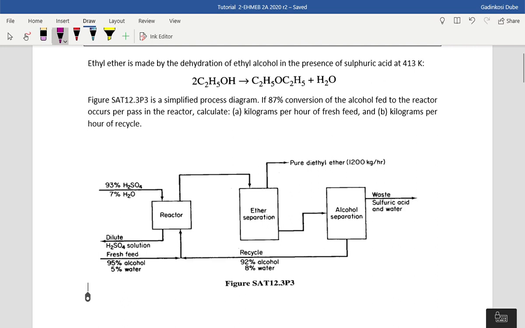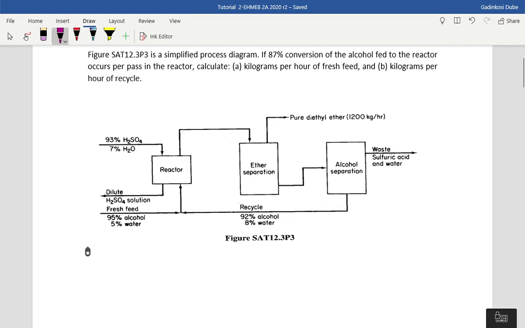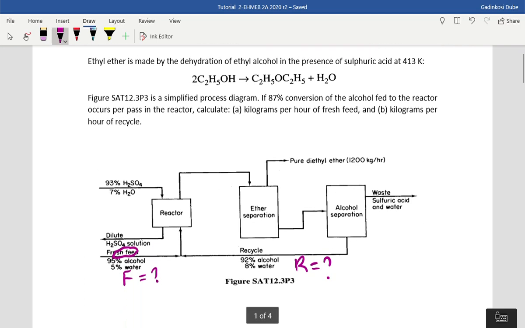Okay, and then you are required to calculate the kilograms per hour of fresh feed, and you are also required to calculate the kilograms of the recycling stream. So what is it that you have to calculate? That's very important. So you can highlight here. So this is the fresh feed that you're supposed to calculate. So F here, the fresh feed, and you're also supposed to calculate the recycling stream. Okay, the kilograms of that. So once you figure that out, then you are sorted. So you've already answered the question. Okay, so how do you go about doing that?